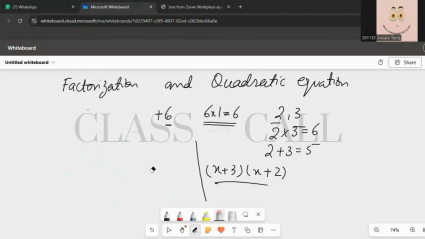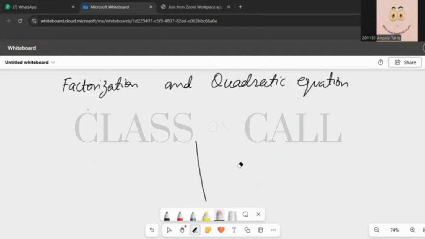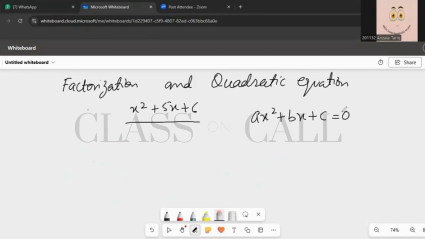Let's solve this equation using the quadratic formula. The equation is the same, x squared plus 5x plus 6. First of all, let's see what a quadratic equation is. A quadratic equation is an equation in which the highest power of the variable is 2. So this is a quadratic equation. The general form is ax squared plus bx plus c is equal to 0. This is the standard form of the quadratic equation.